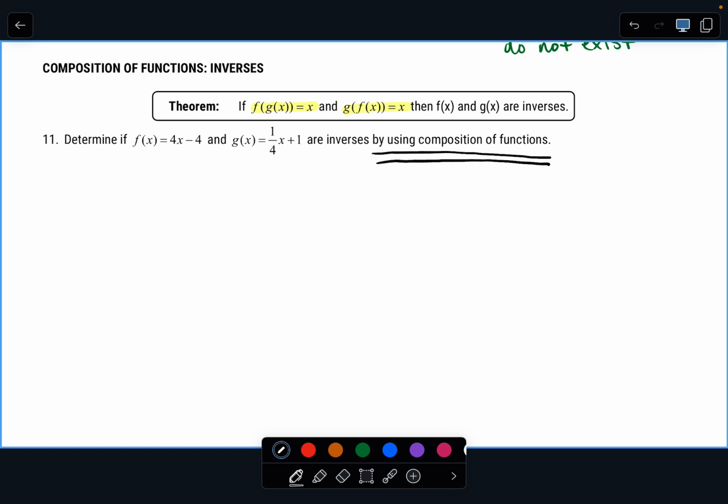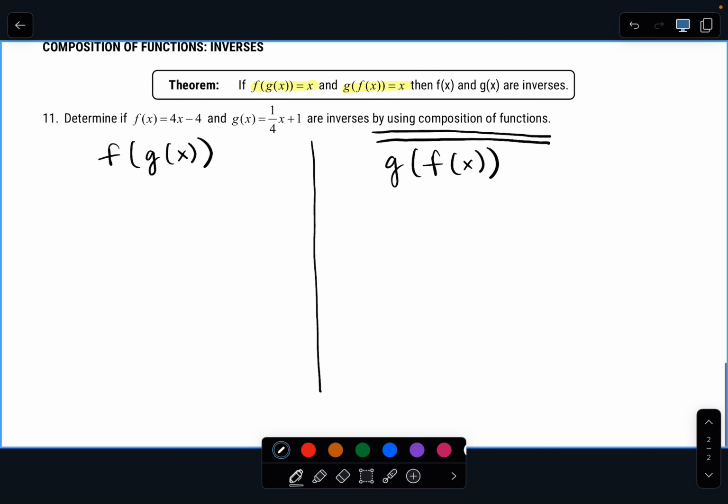Whenever you do this, you have two options, and I'm going to split my page in half. You can either do f of g of x, or you can do g of f of x. If they are inverses, they are both going to end up being a single positive x. If they are not inverses, they're both going to end up being something else. I'm going to start on the left-hand side. I'm going to call f of x my outside, g of x my inside.